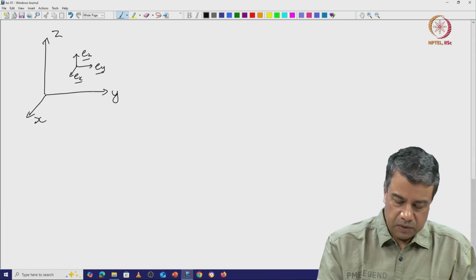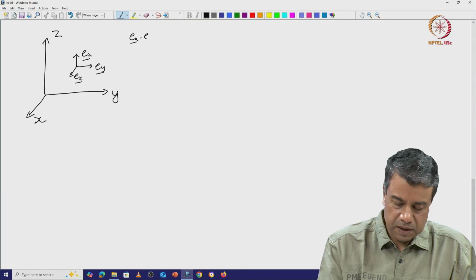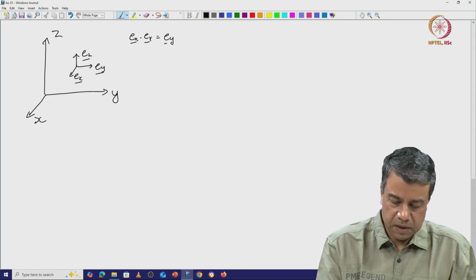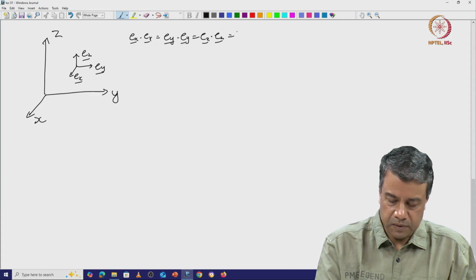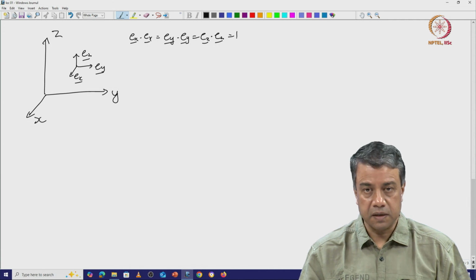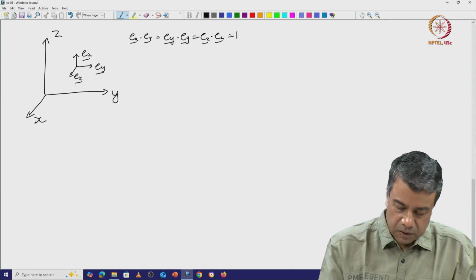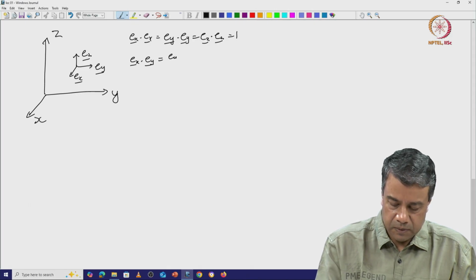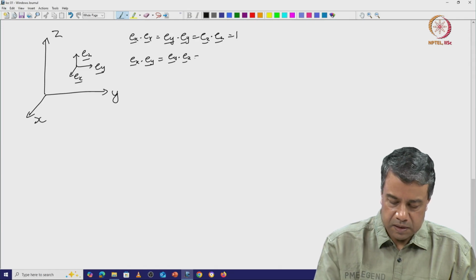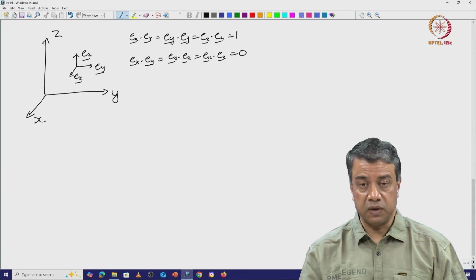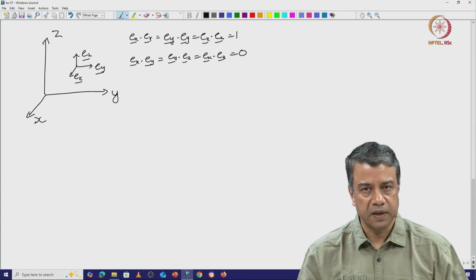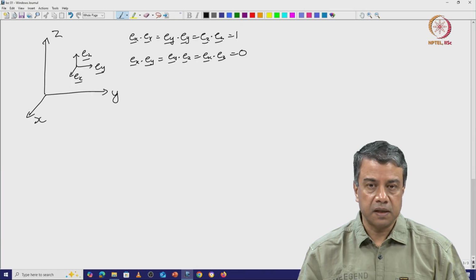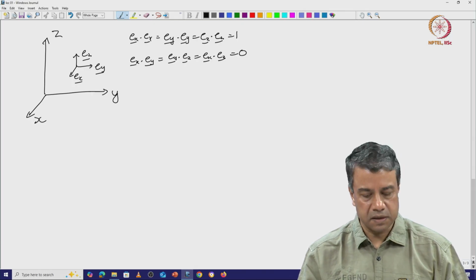So unit length implies that Ex dot Ex is equal to Ey dot Ey is equal to Ez dot Ez. This is equal to 1, where the dot is the dot product. Orthogonality implies that Ex dot Ey is equal to Ey dot Ez is equal to Ex dot Ez. This is equal to 0. The dot product of any 2 different unit vectors is equal to 0. How do we derive a conservation equation in this Cartesian coordinate system?